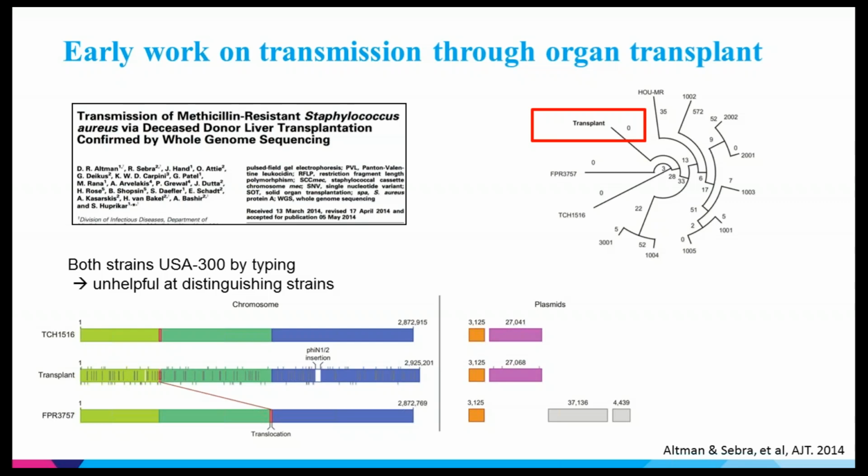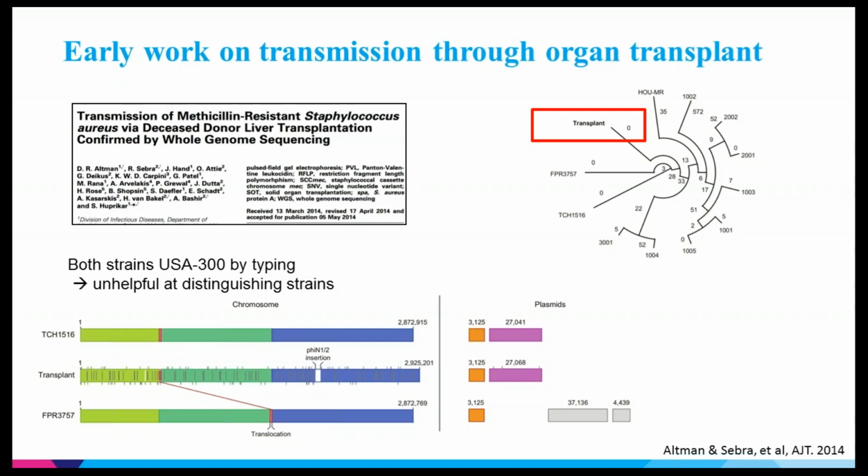So this was a case of a liver transplant where the donor had an MRSA infection. Usually that prevents the organ from being transplanted, but in this case there really wasn't any option, so they went ahead with the transplant knowing that the organ was potentially infected.